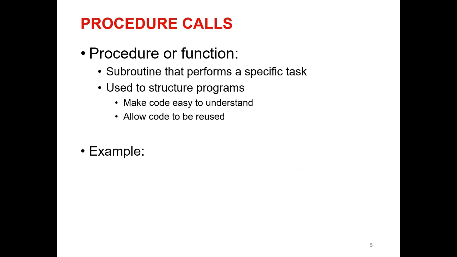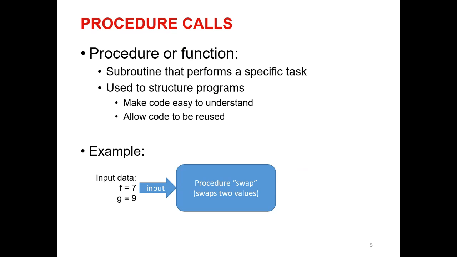So for instance, let's see here an example. Imagine we have a procedure or a function which just swaps two values. In a procedure, I will have the same as with a function: some input data, some input variables, and in this case I have two variables, f and g, which are the ones I'm going to swap. And then the output, once I call that procedure, will be the variables with the values swapped. Okay.